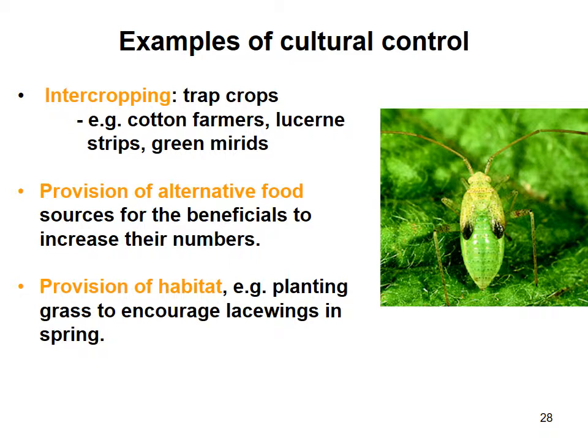Another means of cultural control involves the provision of alternative food sources for the predators. So, for example, provision of flowering grasses in citrus orchards and vineyards, which will increase the numbers of predatory mites. Provision of habitat, so for example, planting grass in spring is currently under investigation in order to encourage lacewings to that particular area.